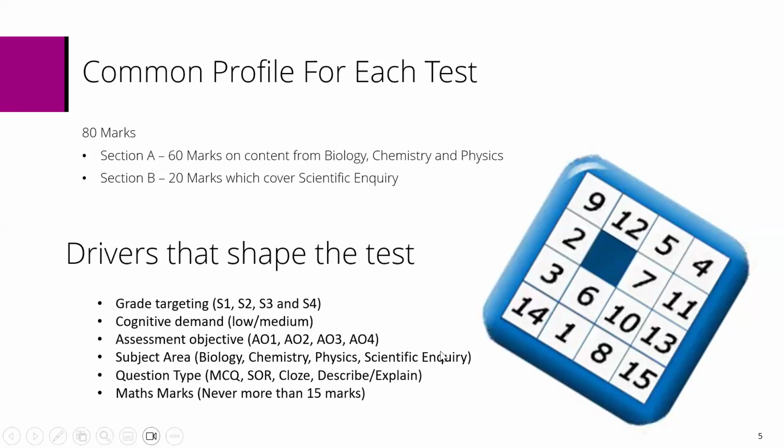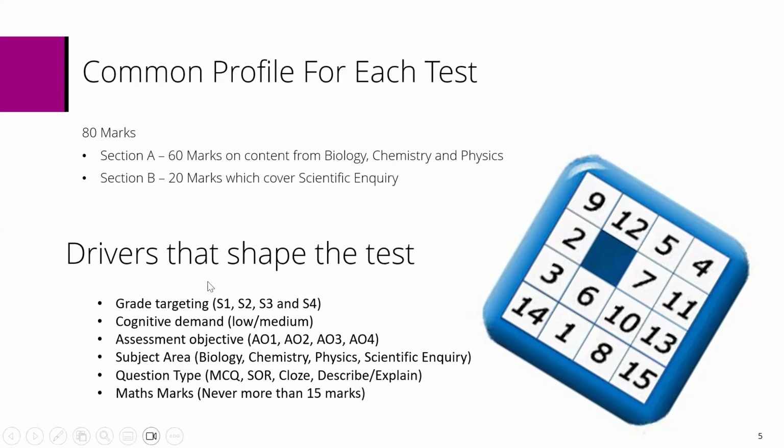The first step is I receive a contract to write a paper, and I sit down, and it takes me quite a long time because it's quite a complicated paper to write. As you know, we've got 80 marks, 60 marks in section A, which is based on the biology, chemistry, and physics content, and then 20 marks for section B, which covers scientific inquiry. So first of all, I've got to hit that and make sure I've got the right number of marks in each section. But then there are lots of drivers that I need to ensure I meet as well.